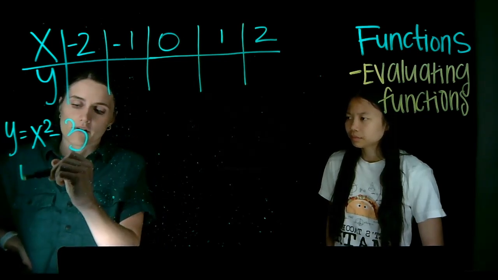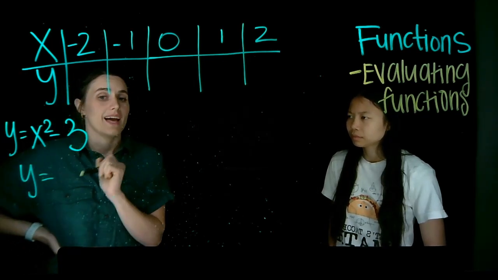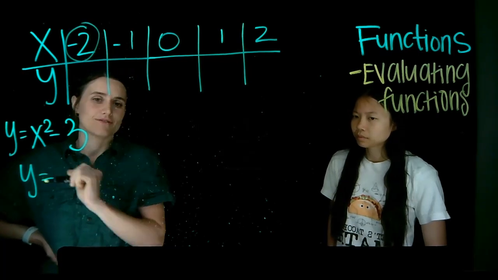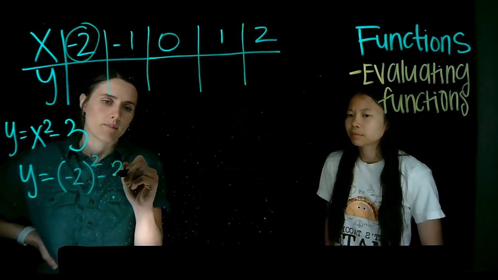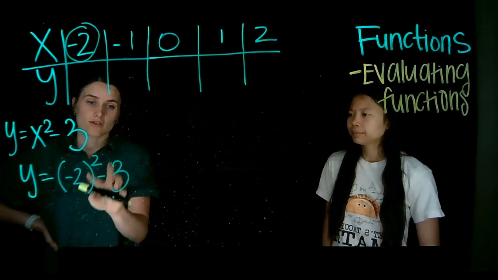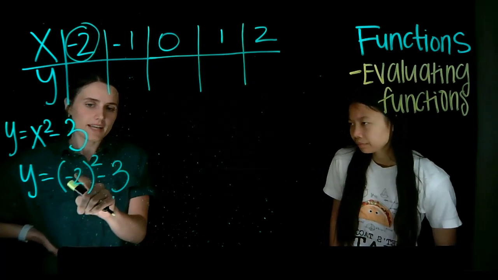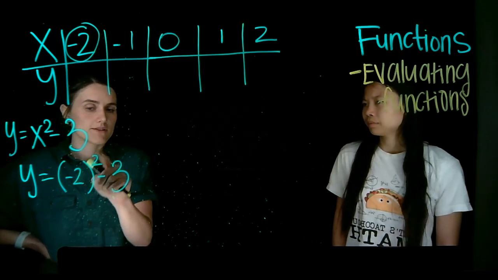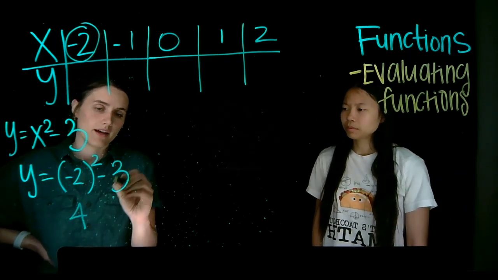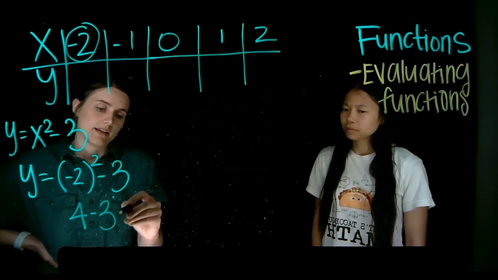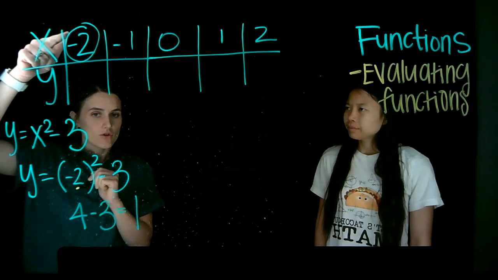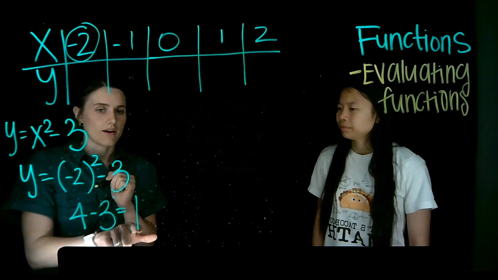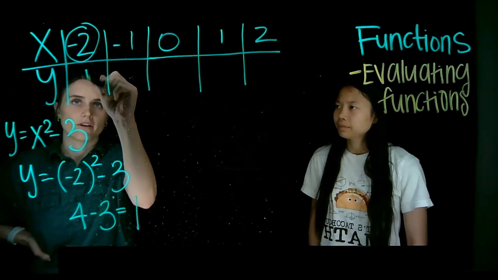So we'll have y equals, and everywhere that there's an x, we're going to replace it with a negative 2. So y equals negative 2 squared minus 3. And then we just solve this. So negative 2 times negative 2, or negative 2 squared, is going to give me 4. And then minus 3 is going to give me 1. So I know that if I input a negative 2 into this function, I will get a value of 1 as my output. And so I can fill that in my table.